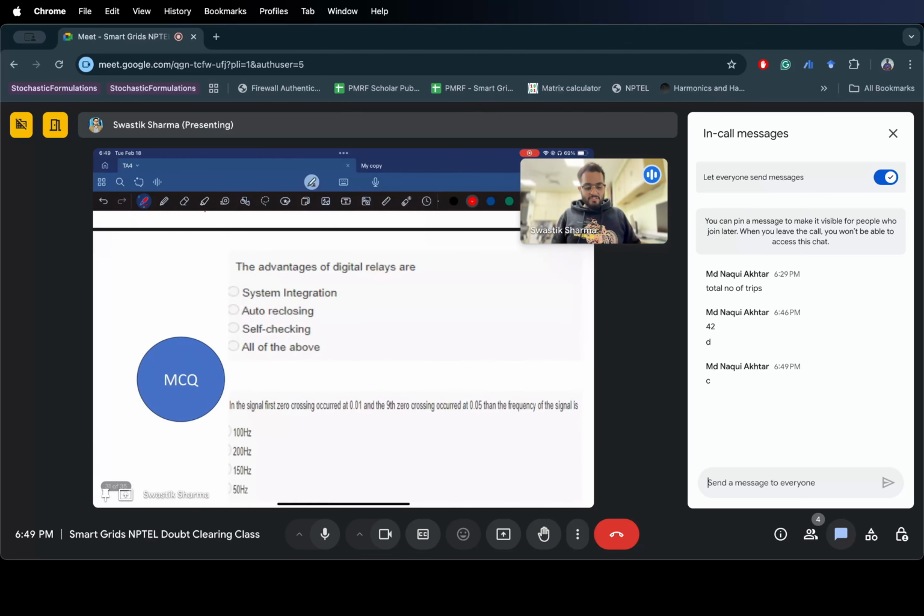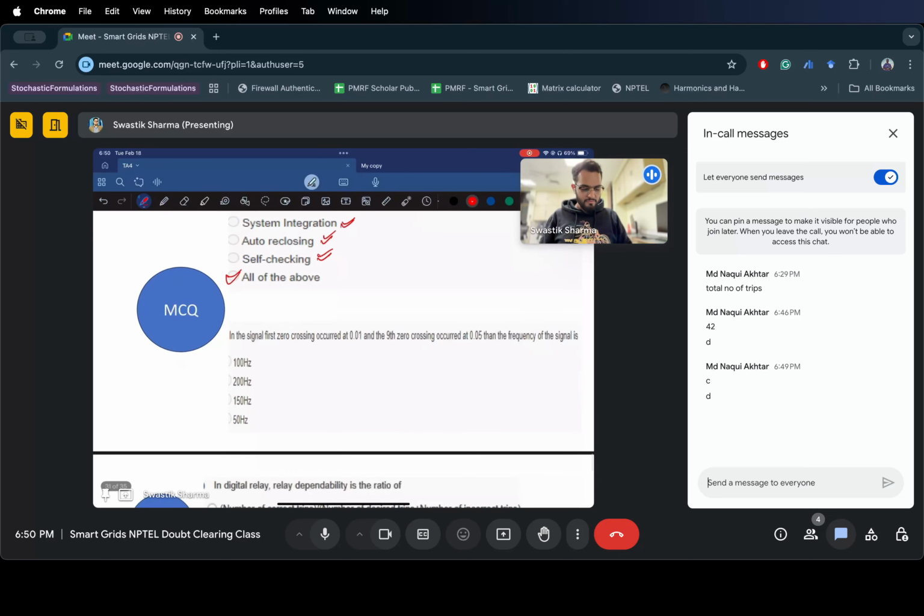Next, the advantages of digital relays are, what are the advantages? Whenever you see advantages, I've always seen all of the above. There can be instances, but generally the answer is all of the above. They are self-checking, which means they have self-diagnostics. They are auto reclosing, which means once the switches sectionalize an area, they can also reclose that area, and they can be used to integrate the system. These are the advantages of digital relays.